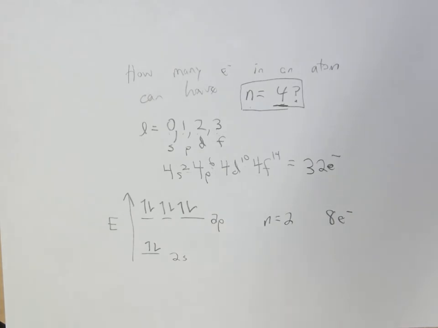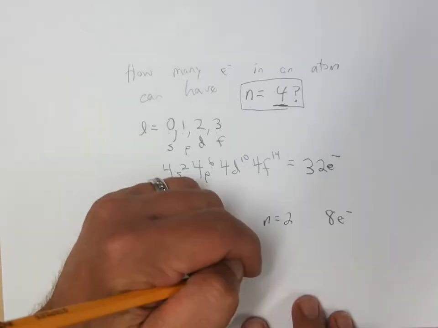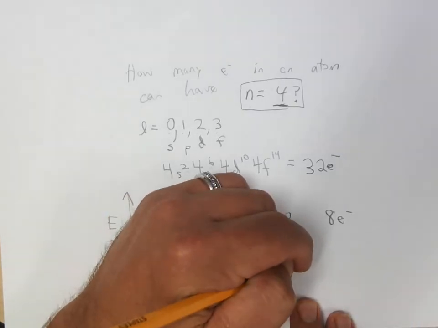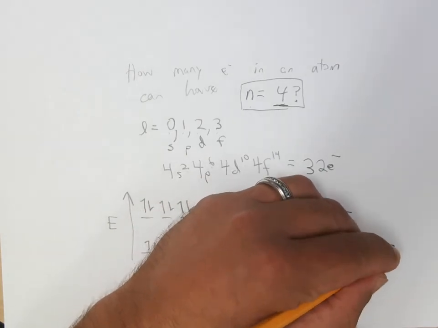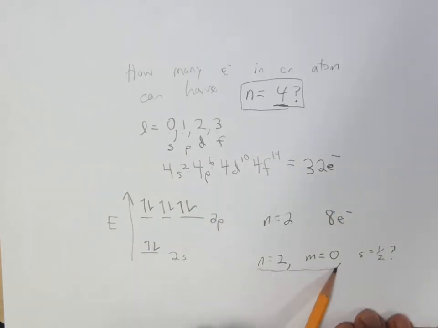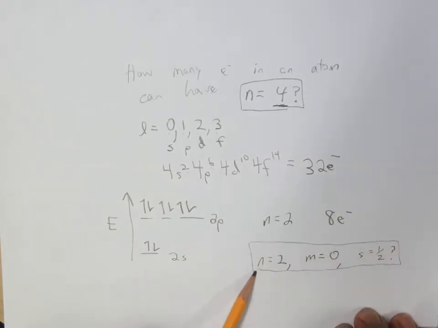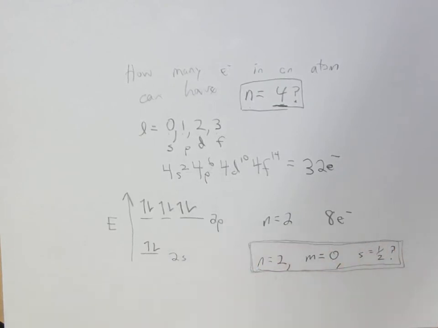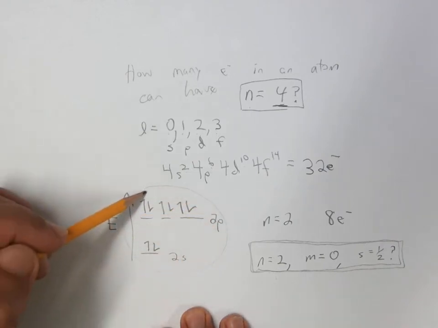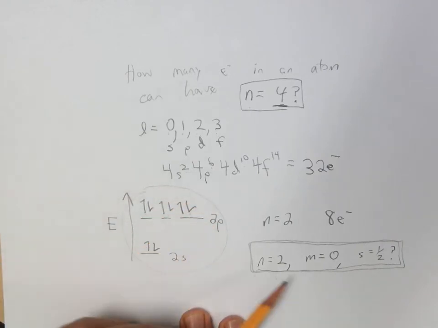I mentioned that there are sometimes some very interesting questions that people can ask, like if n equals 2, m equals 0, and s equals 1/2, how many electrons within an atom have this description? The second energy level in its entirety would be 8 electrons, but not all those electrons have m equals 0. So we have to single out which electrons in there have m equals 0.